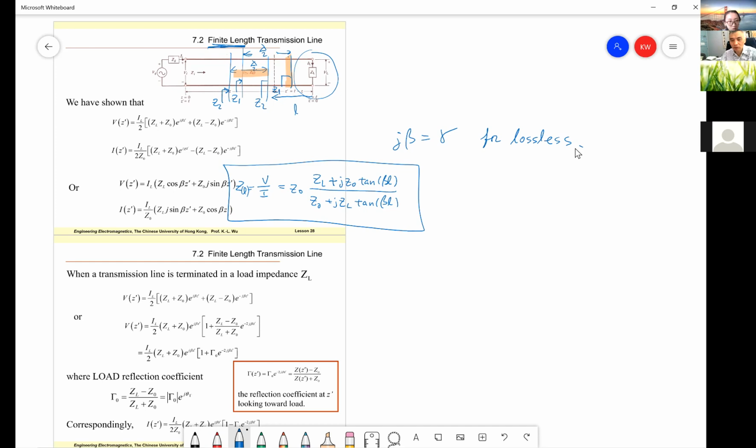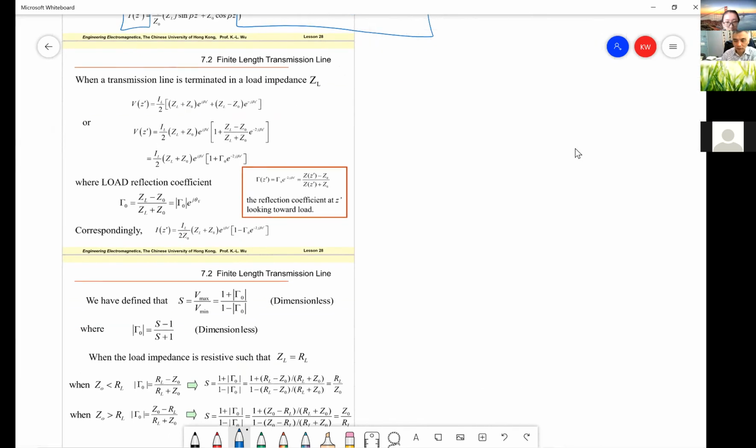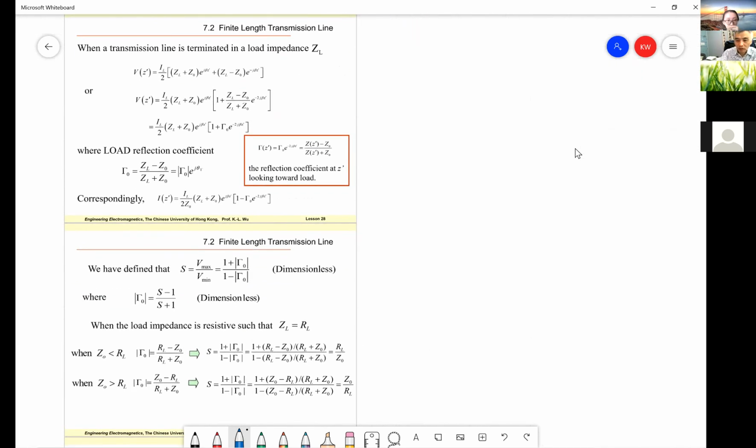So how do you get this formula? Just V divided by current. From the voltage, we can also represent it as this. What it means is, if we define this as the reflection coefficient at the distance L, looking toward the load, then this is a reflection coefficient.